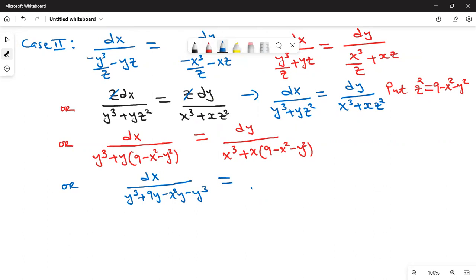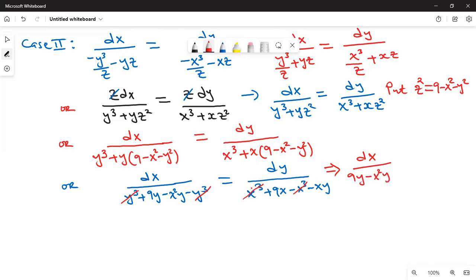This should be equal to dy over x cubed plus 9x minus x cubed minus xy. So y cubed will cancel with this y cubed. Again, x cubed will cancel with this. So this will give us dx over 9y minus x squared y.